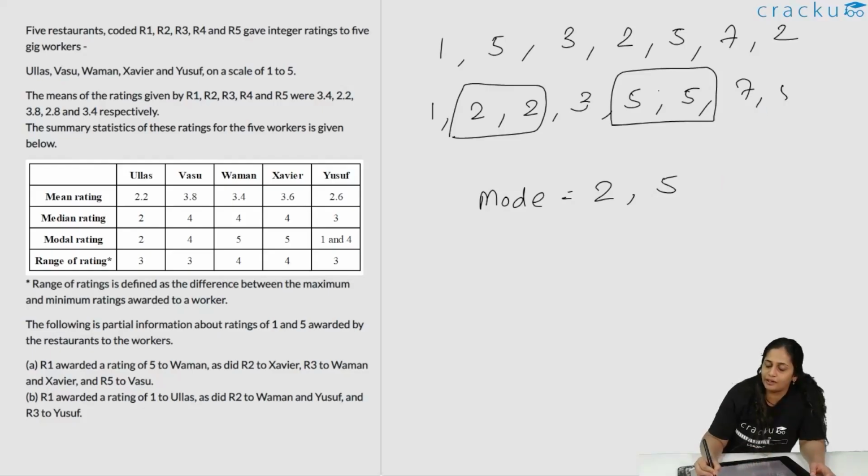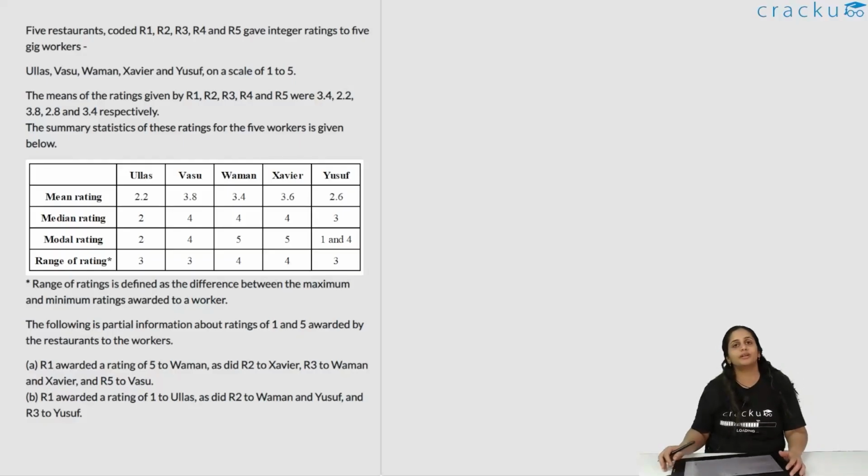Suppose I add 5 to this set. Now the set is 1, 2, 2, 3, 5, 5, 5 and 7. So 5 will come thrice. So it is the single mode in that case, because it is the number with the highest frequency, and if there is a single number with the highest frequency, then it is the singular mode of that particular set. So mode is nothing other than the number which appears the most number of times. If there are multiple numbers that appear an equal number of times, then there will be multiple modes. Okay, so this is the basic idea.